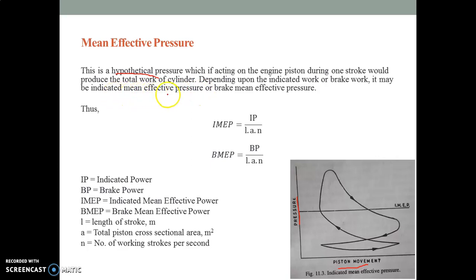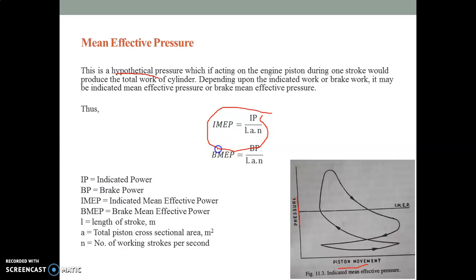Then depending upon the indicated work or brake work, it may be indicated mean effective pressure, that is IMEP, or brake mean effective pressure, that is BMEP. IMEP, indicated mean effective pressure, is equal to IP over LAN. IP is the indicated power, L is the length of the stroke, small a is the total piston cross-sectional area, in units of meter square, and N is the number of working strokes per second.